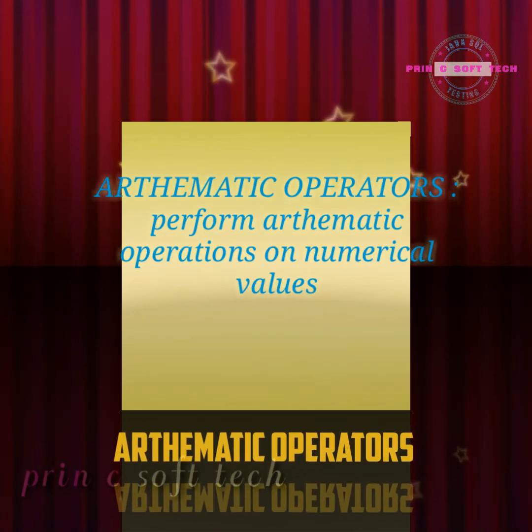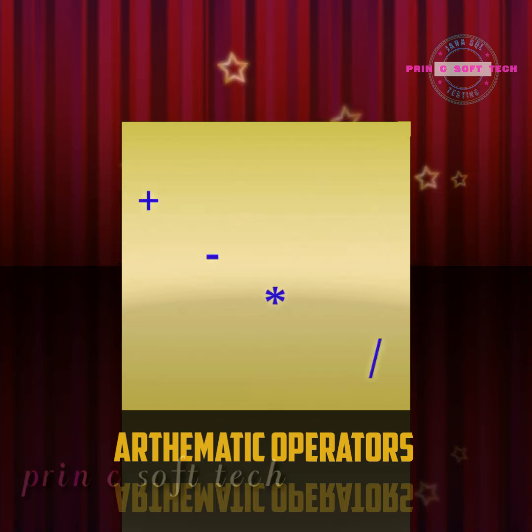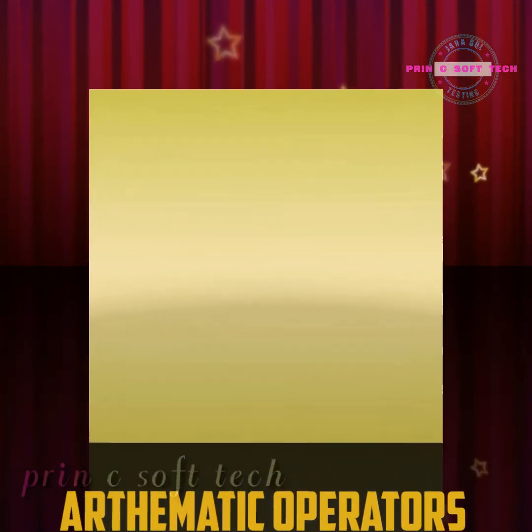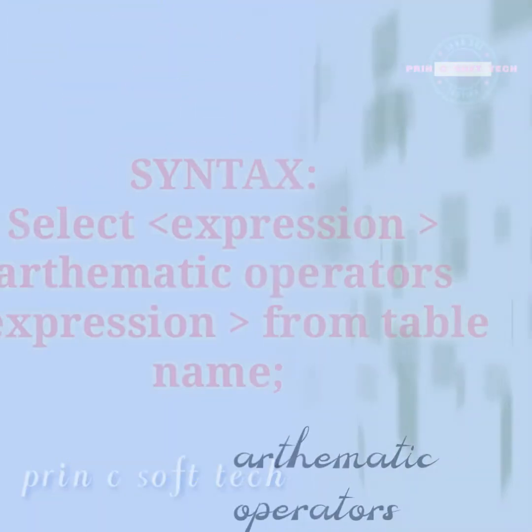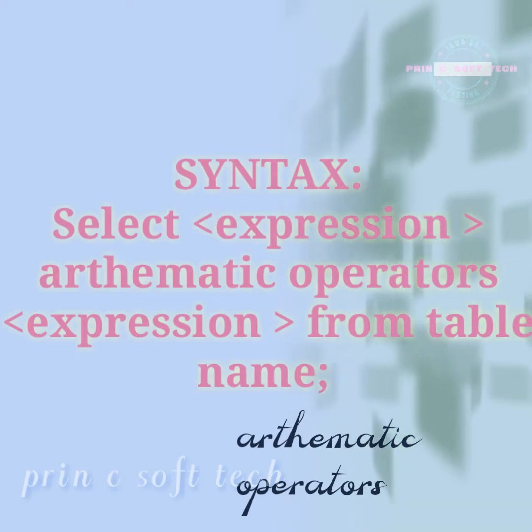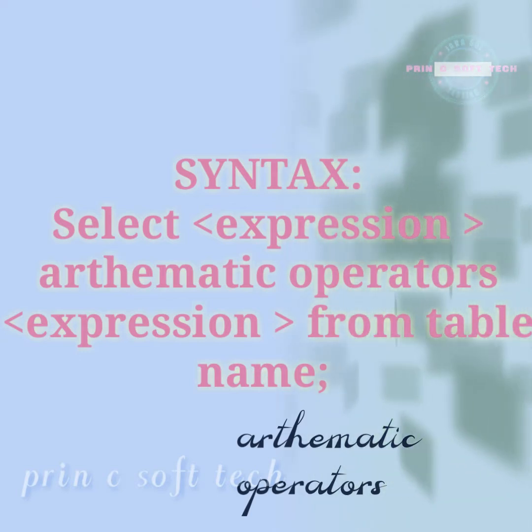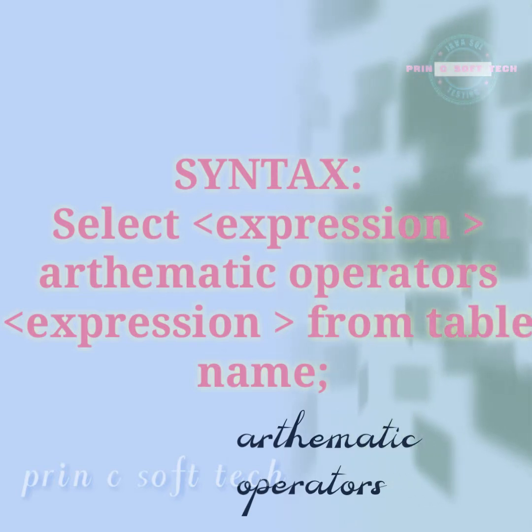First, we discuss arithmetic operators. Arithmetic operators are used to perform arithmetic operations on numerical values. The arithmetic operators are plus, minus, multiplication, and division, which are used to perform addition, subtraction, multiplication, and division. Next, coming to the syntax of arithmetic operators. The syntax is: select expression, arithmetic operator, expression from table name.